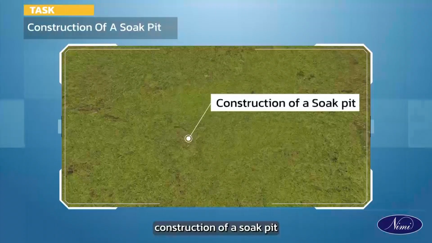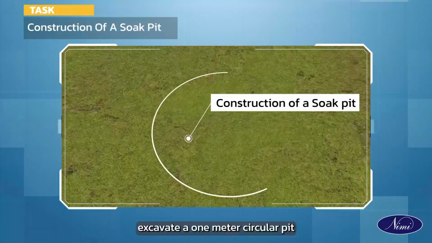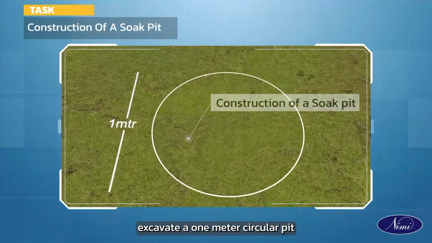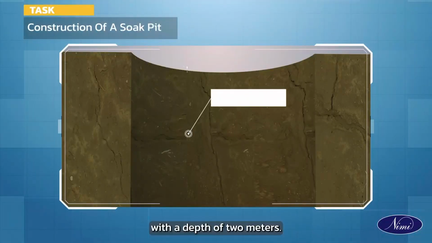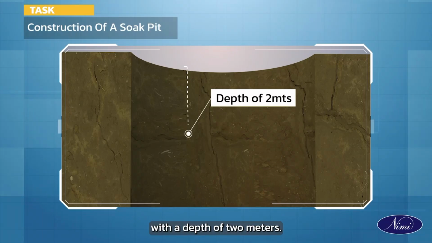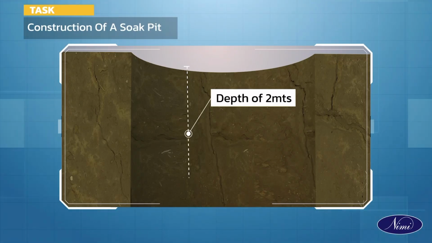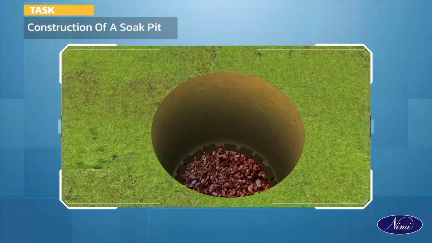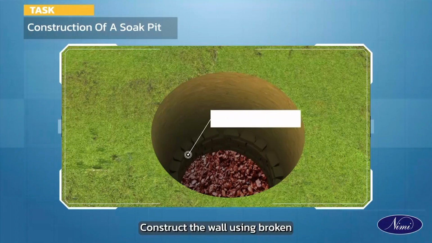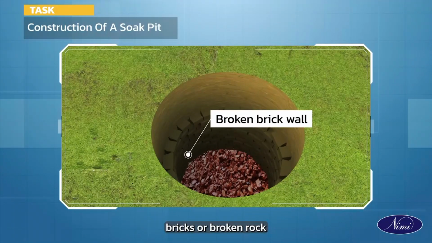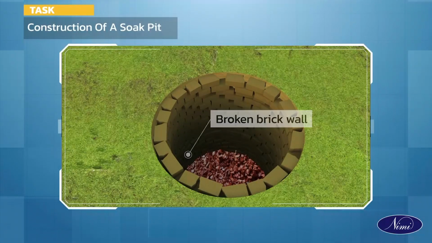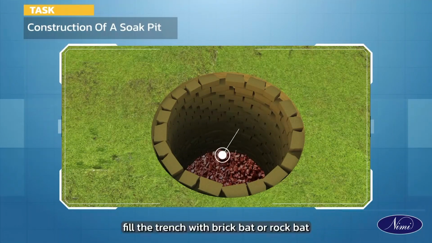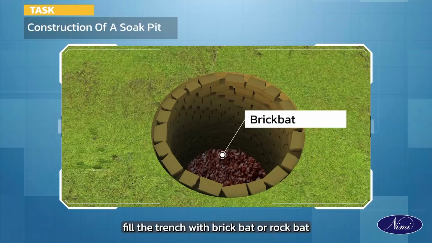Construction of a soak pit. Excavate a 1 meter circular pit with a depth of 2 meters. Construct a wall using broken bricks or broken rock. Fill the trench with brick bat or rock bat.